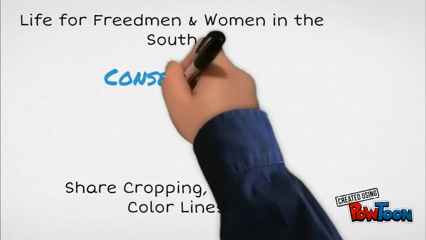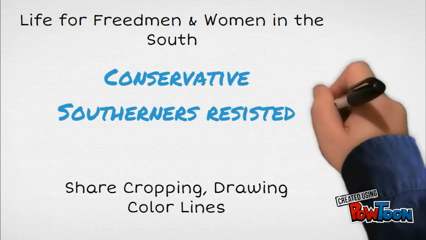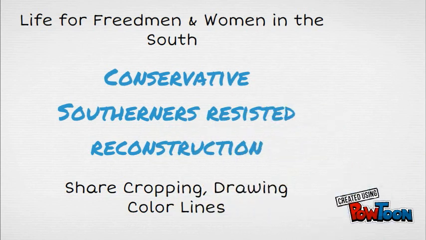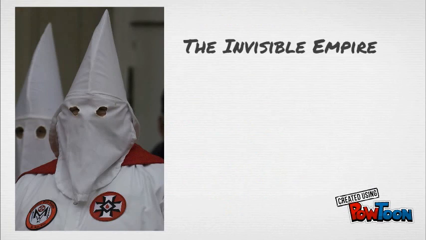But even though they were free, the newly freed men didn't really experience the freedom that whites did. So for the newly freed men and women of the South, we had conservative Southerners who resisted Reconstruction and wanted to keep it as it was. They enacted sharecropping. They drew color lines in every way possible, so politically, socially, in every way. Some people took a very extreme view, and that was people like Nathaniel Bedford Forrest, who helped to create the Ku Klux Klan, also called the Invisible Empire, that controlled a lot of the South.